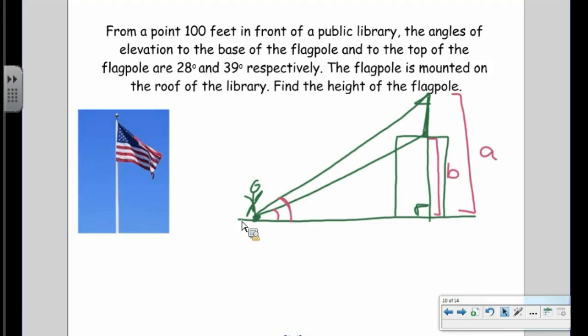Did that help you set it up? Why is it on top? There's flagpoles on top of buildings. Don't question modern architecture.